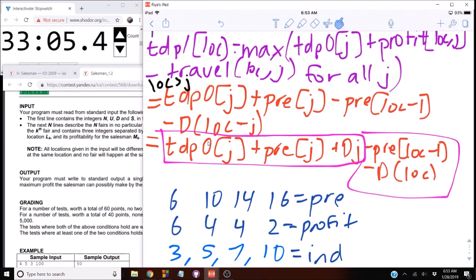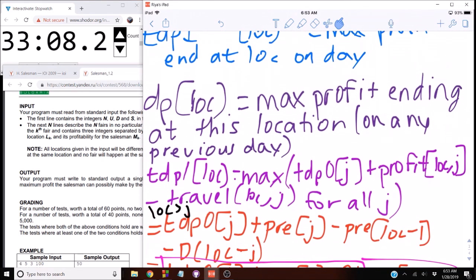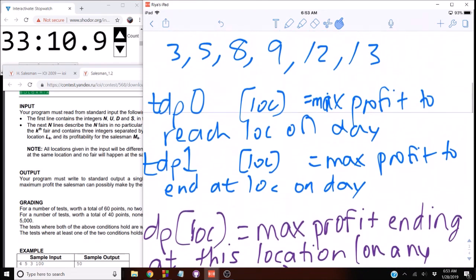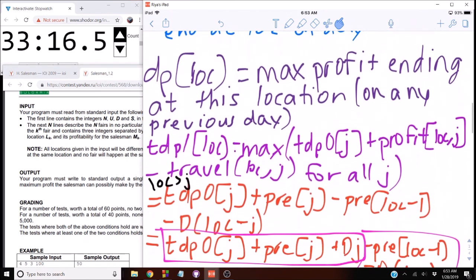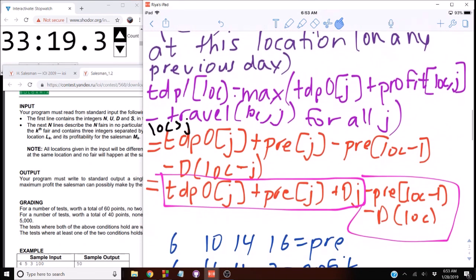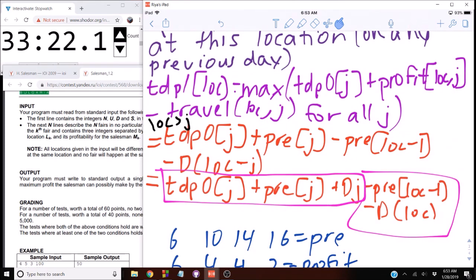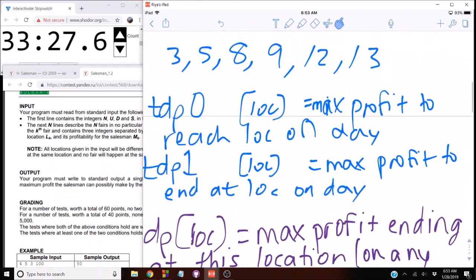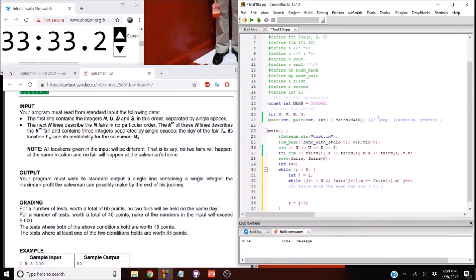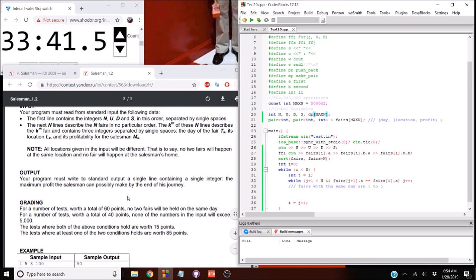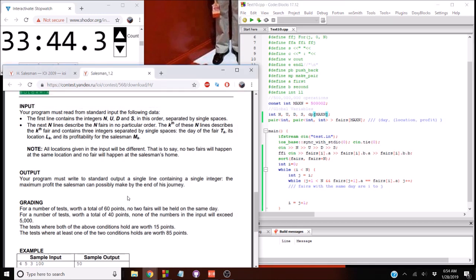Cool, so let's see, what was the first thing I needed to set? Right, TDP0, the max profit to reach location on the day. TDP0, oh yeah, I should first create my DP arrays. Okay, DP lock, max profit ending at this location. It's fair to assume that everything starts at 0. Actually, does it give you the location that you start at?